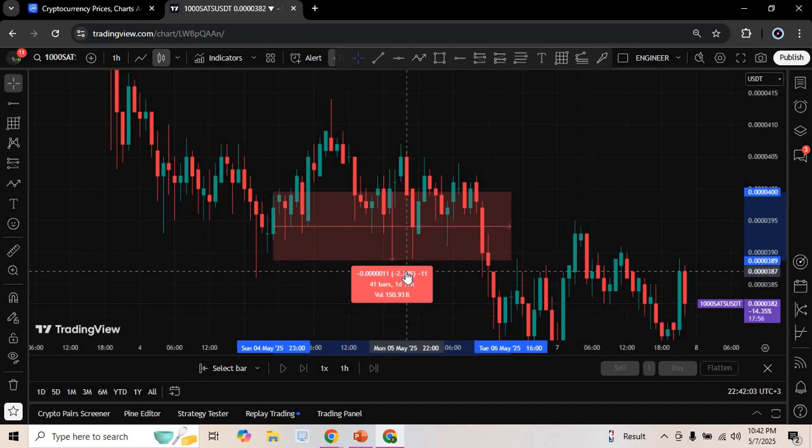The percentage, how many bars: there are 41 bars in this range. How much time did it take for those 41 bars to be formed? It took them 1 day, 17 hours, and the volume is actually 150.93 billion. So that's the purpose of the measuring tool.